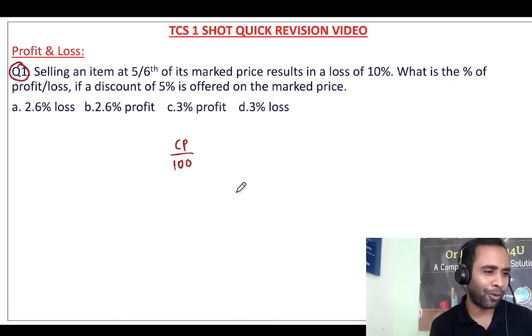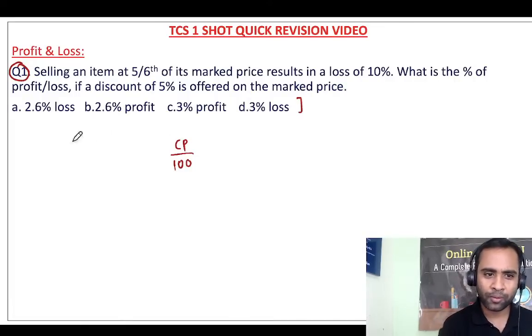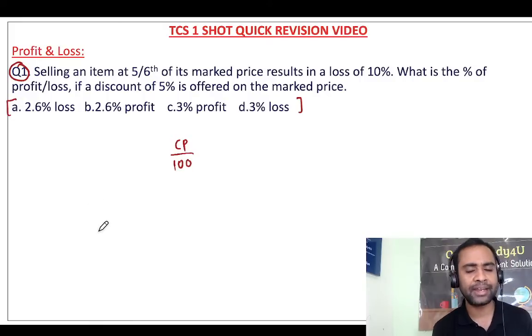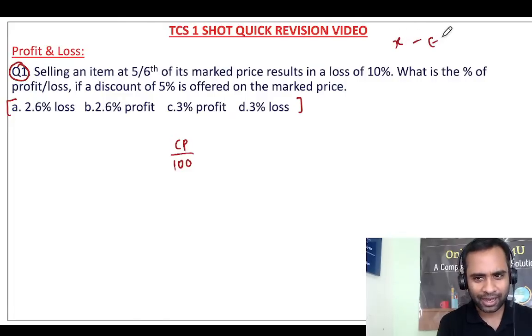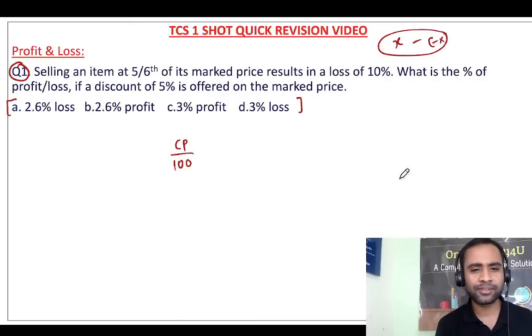Sir, what is your problem? Why do you assume whenever you want? So, I have told you in the beginning, in the percentage slide, that if your options are in percentage, you can assume any value, right? And don't assume X, right? X always creates problems.